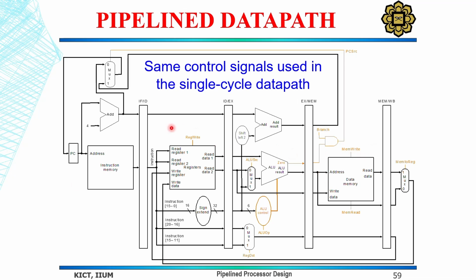The control signals are generated from here, but some are used over here, some are used over here, and some are used over here. So these are the main differences between the single cycle data path and the pipelined data path.